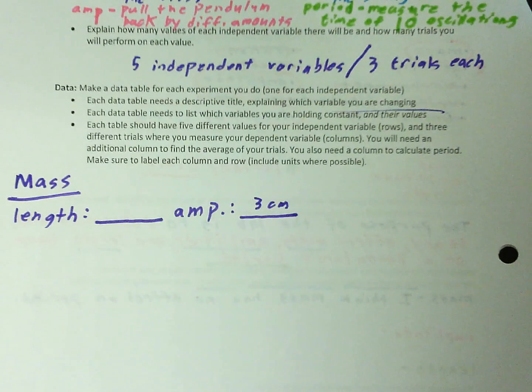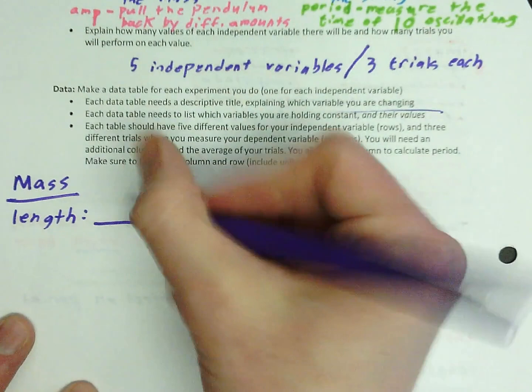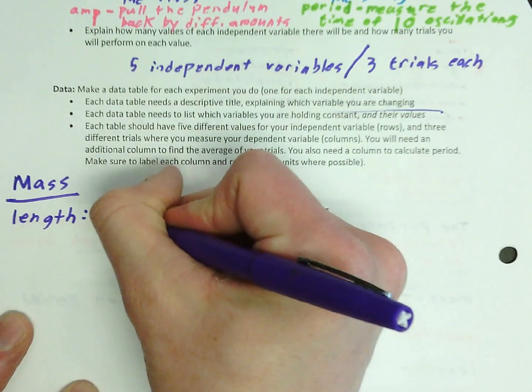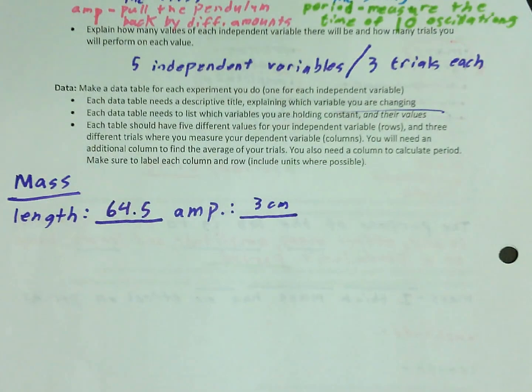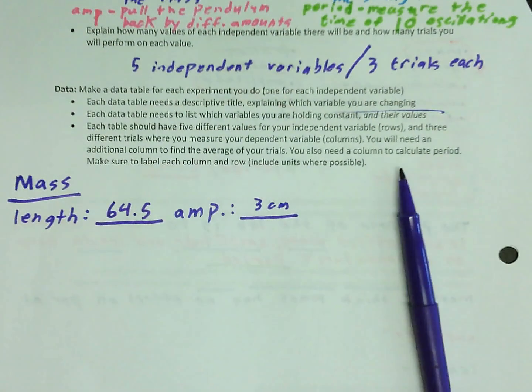the hanger. So mine is 64.5. Yours will be different, so write whatever yours is. Don't write mine. So mine is 64.5. Okay? So you should have a length. You should have an amplitude.